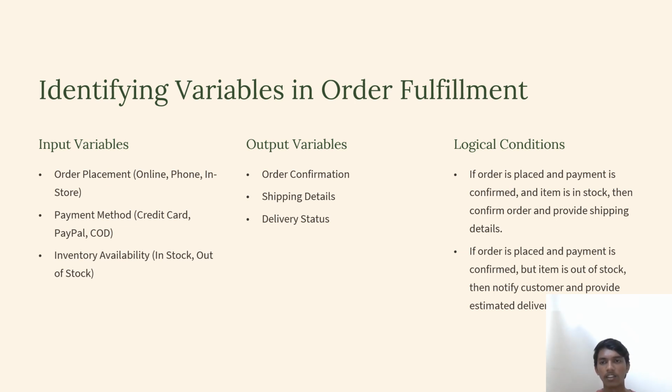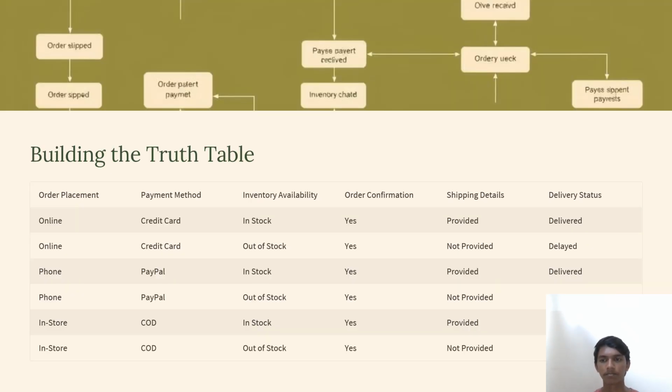Logical condition: if the order is placed and payment is confirmed and the item is in stock, then confirm the order and provide shipping details. If the order is placed and payment is confirmed but the item is out of stock, then notify the customer and provide an estimated delivery date. Building the truth tables.